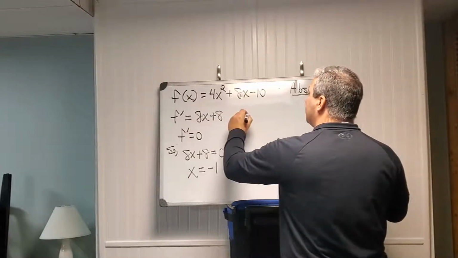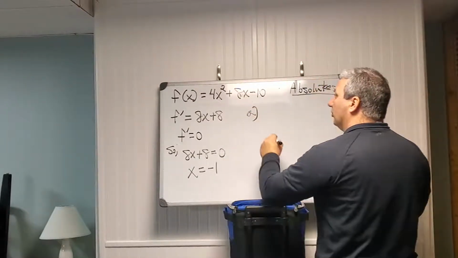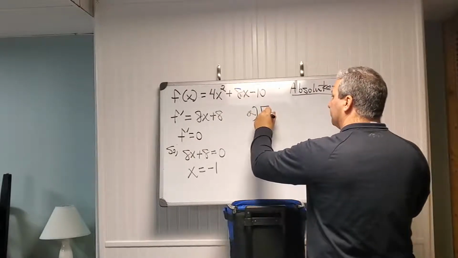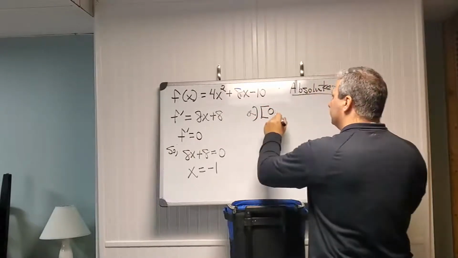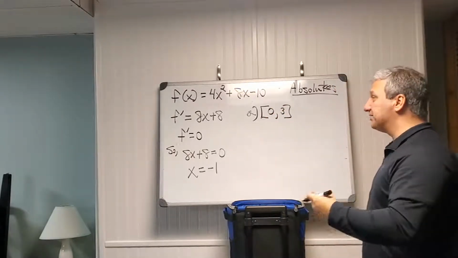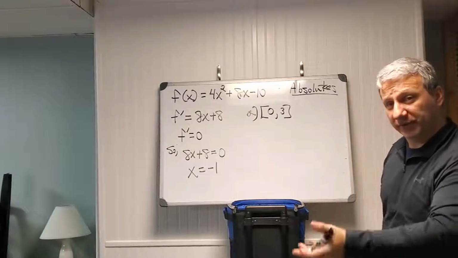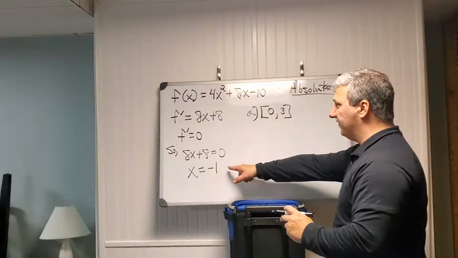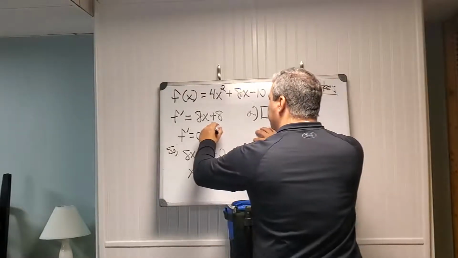That is, let's say we have part A. What if I said, let's look at the interval from 0 to 3? What are the absolutes on the interval from 0 to 3? Well, that's interesting to me because I know the graph of this, just a quick sketch in my head.